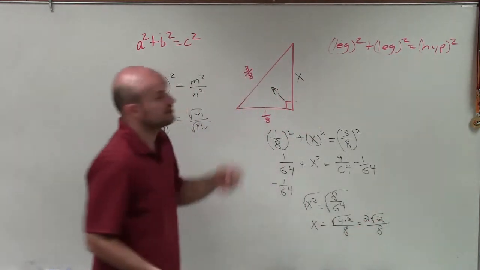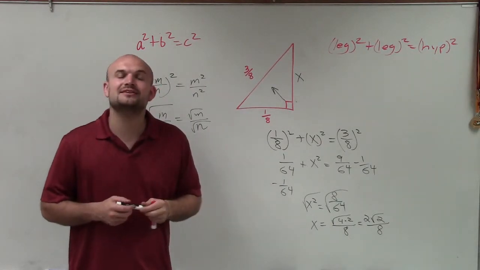divided by 8. So there you go, ladies and gentlemen. That is how you solve for your missing length using the Pythagorean theorem.